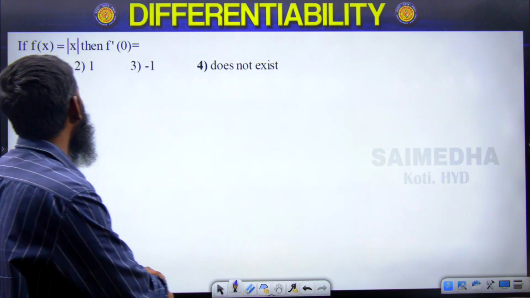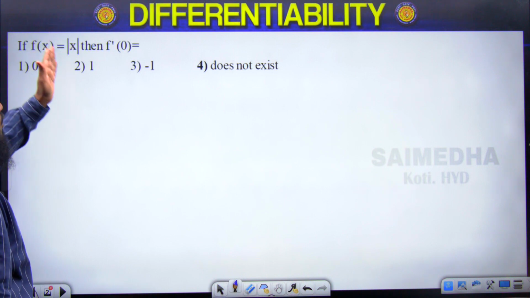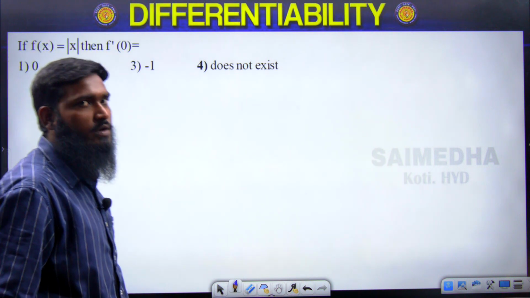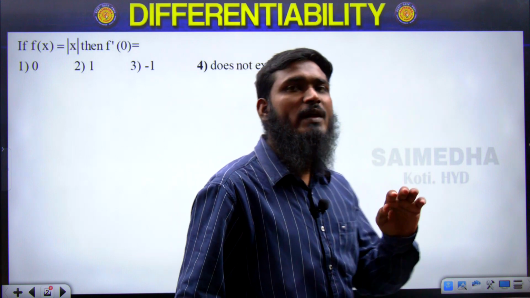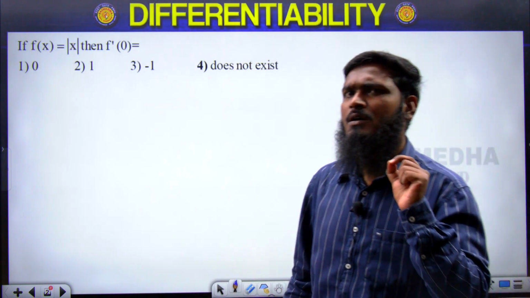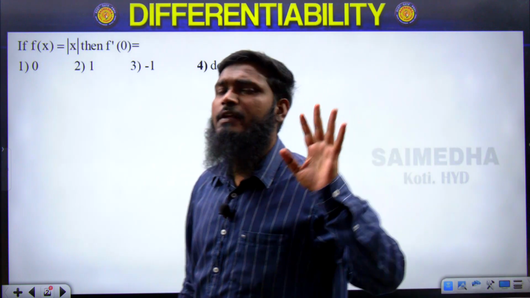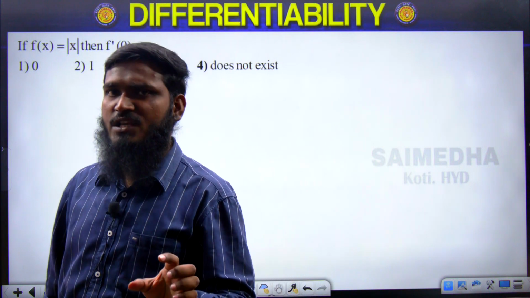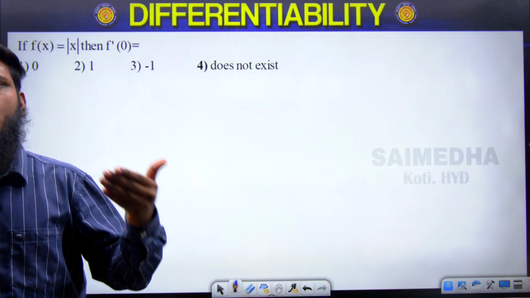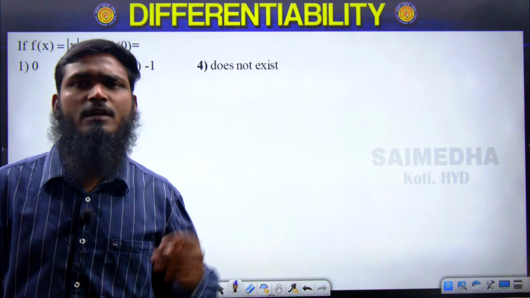Let us start with the first question. If f of x is equal to mod x, then f dash of 0 is equal to. Sometimes whenever we have this dash concept, we remember the topic of differentiation. Whenever we have differentiation, we write f dash of x, f double dash of x, like that, which we will be discussing.